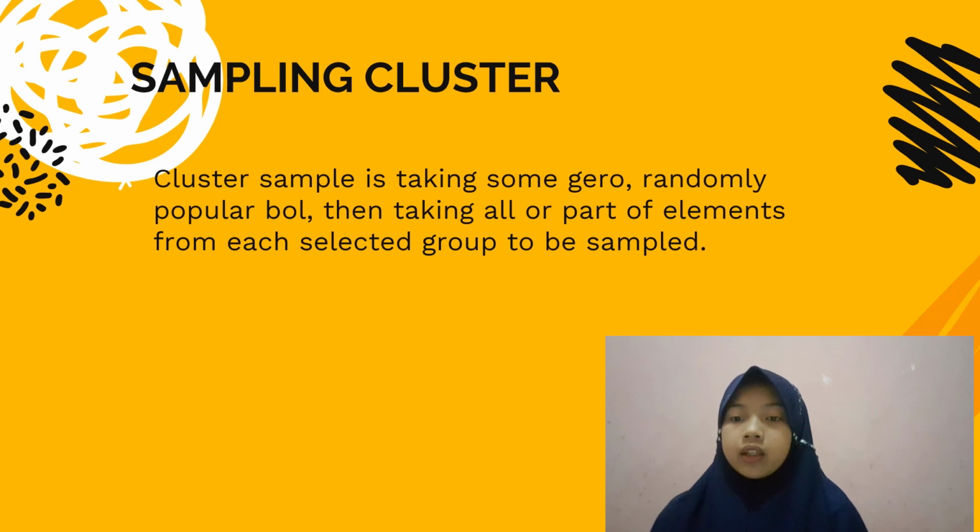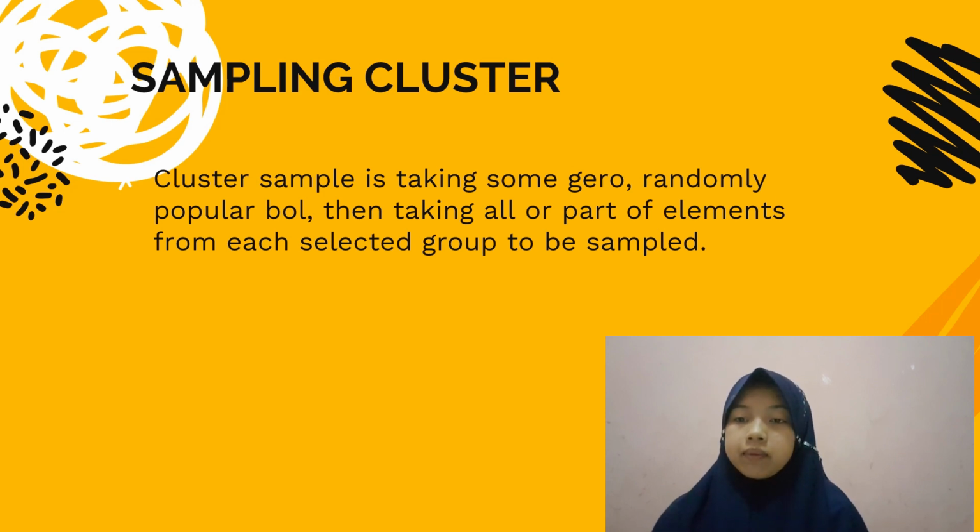Stratified sampling is done by taking simple random samples from each predetermined population strata. In stratified random sampling, the population is divided into several groups called strata. Each stratum has relatively homogeneous elements, consequently between strata become heterogeneous. Next, cluster sampling. Cluster sample is a random collection of several groups from the population, then takes all or parts of elements from each selected group to be sampled.